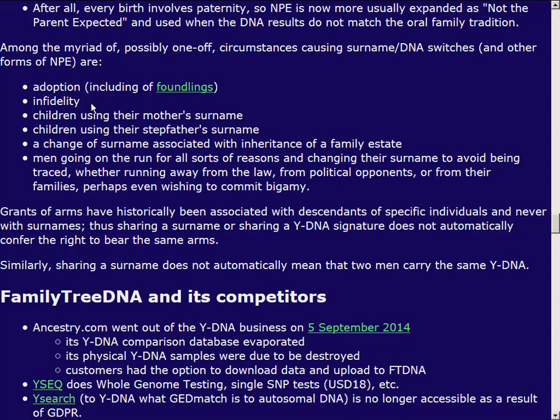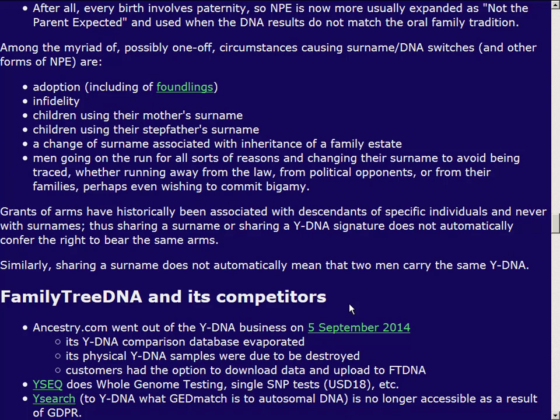Some people, especially in the aristocracy, are asked to change their surname in order to inherit a family estate or a family fortune. Some men go on the run and want to hide from their past and change their surname. Who knows whether that happened in your ancestry 5 or 6 or 10 or 20 generations back. And it's a bit like grants of arms. Just because you share a surname with somebody doesn't mean you're entitled to bear the same arms that their ancestor was awarded centuries ago.